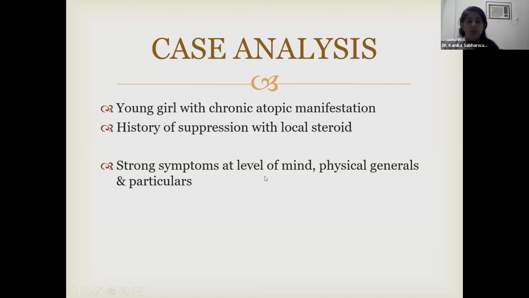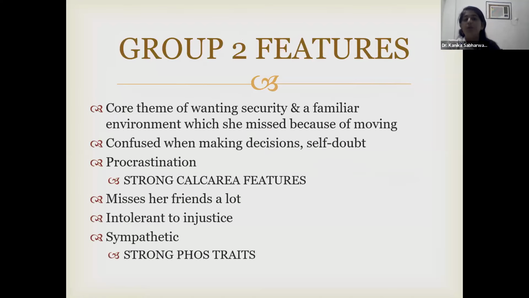All right. So case analysis: young girl, atopy, history of suppression, strong symptoms at level of mind, generals and particulars. So kind of a mixed bag to decide your susceptibility and posology, right? Okay, now how do we come to synthetic prescription?